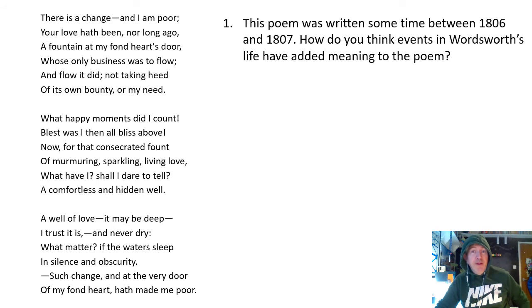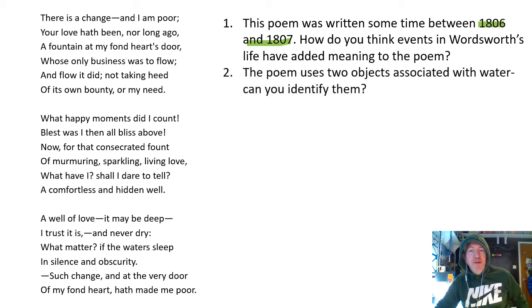So question 1. This poem was written sometime between 1806 and 1807. How do you think events in Wordsworth's life add meaning to the poem? So you might, if you'd made notes during the first part of the lesson, remember what happened in 1807. If you didn't make notes or you've forgotten, then just whiz back to the first part of the video and notice what happened in 1807. And that'll really help you understand what's going on in this poem.